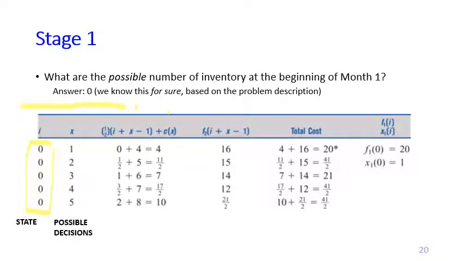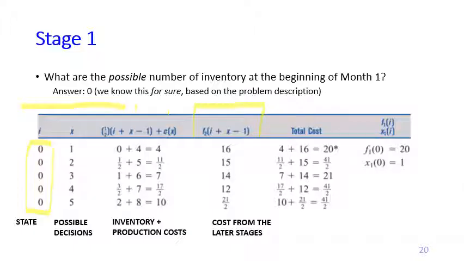However, we still have many possible decisions from 1 to 5. Same as before, you calculate the cost for this stage. Do not forget to add the cost from the later stages, which means F2 something. And then based on the total cost, we have this many possible decisions. We pick the one that gives us the minimum cost. So this is the best cost, $20. The best decision is producing 1 unit at stage 1. And then we begin this stage with the state 0 inventory.